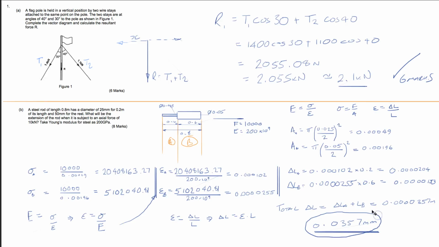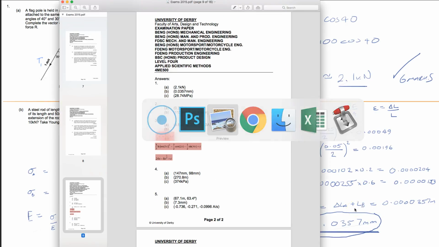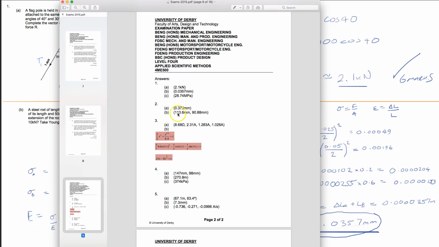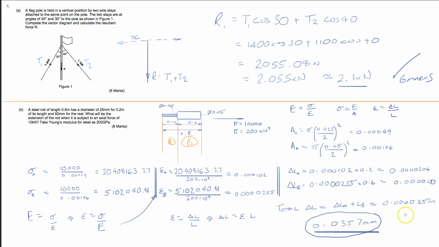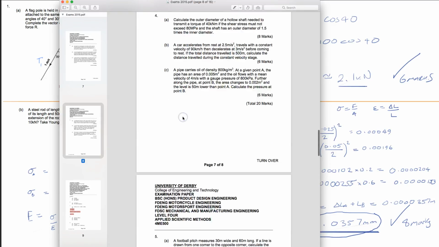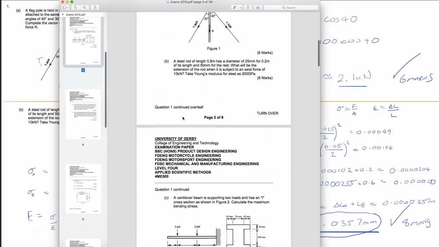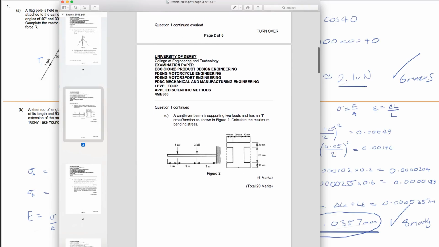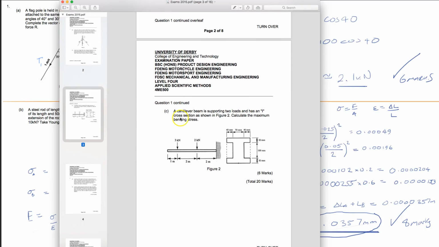Let's have a look. 0.0357 millimeters. Boom. That's 8 marks. Excellent. Let's move on to, is it the third part of the question? Is there part C? It's nice to be able to check the answers, isn't it? Yeah, there is a part C.